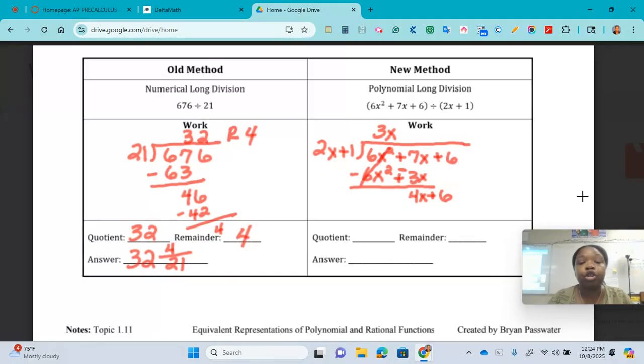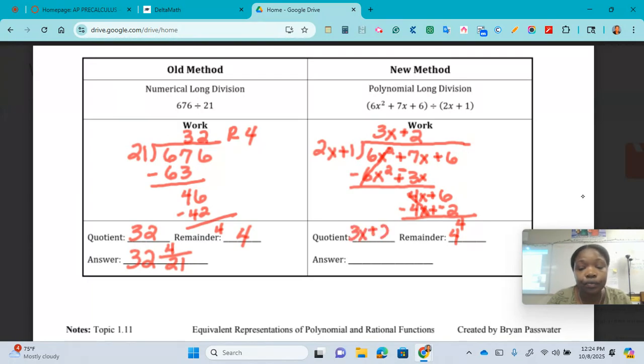Now, 2x into 4x is 2 times. 2 times 2x is 4x. 2 times 1 is plus 2. We need to subtract both terms, making everything its opposite. The 4x cancels out. 6 minus 2 is 4. So our remainder is 4. Our quotient is 3x plus 2.